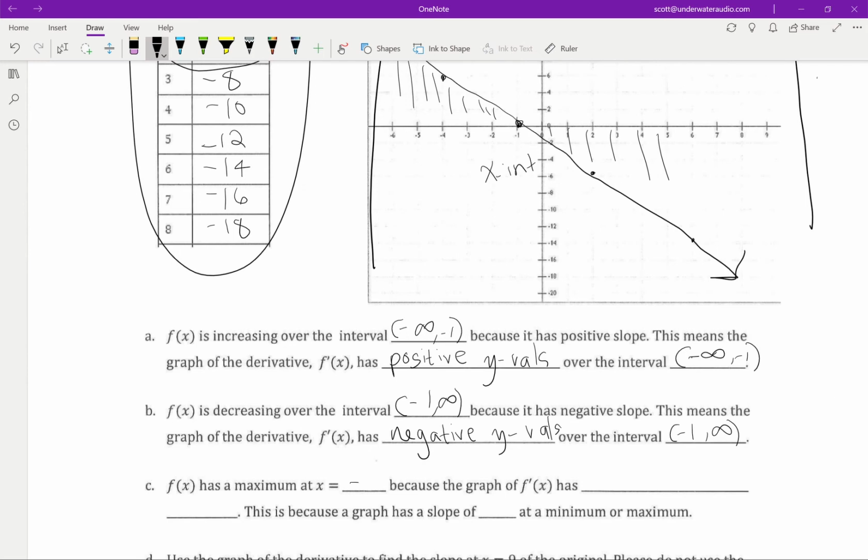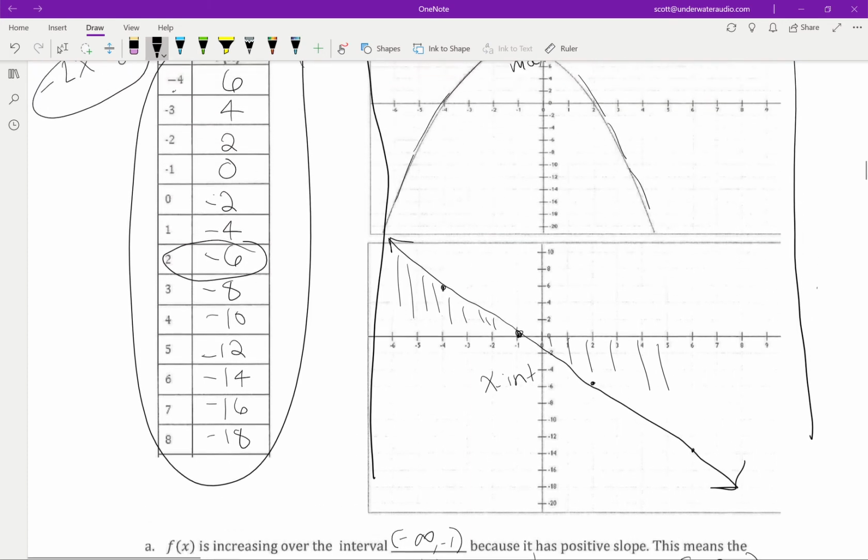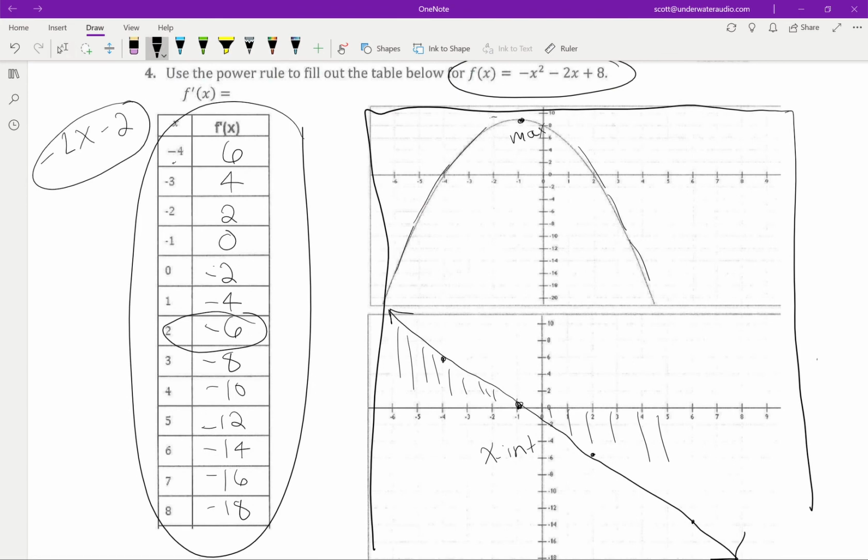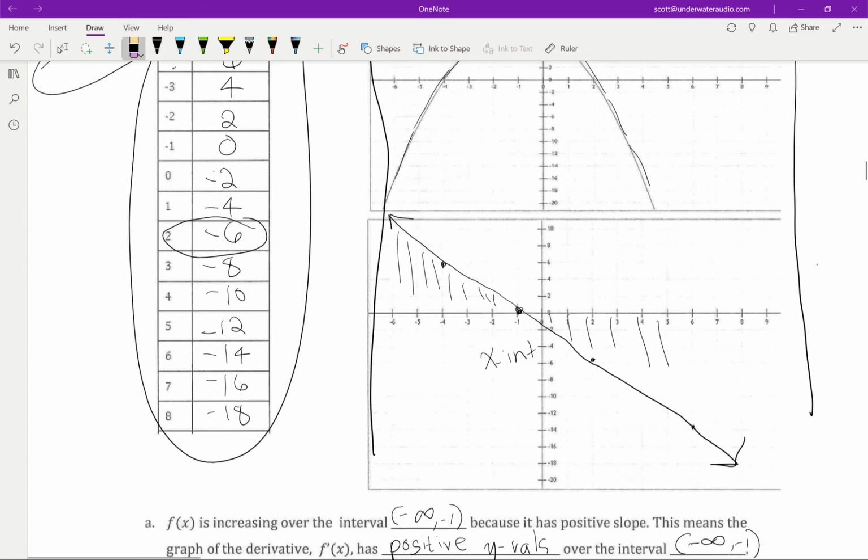There's a maximum at negative 1 because the graph of the derivative has, let's see, an x-intercept. This is because a graph has a slope of 0 at a minimum or a maximum. Okay, so I did not talk about that earlier, but it actually makes a lot of sense, right? The maximum we know is going to have a slope of 0. If I draw any kind of squiggly curve here, the maximums and minimums are going to have a slope of 0. So if you think about a slope of 0, how that translates to an x-intercept.